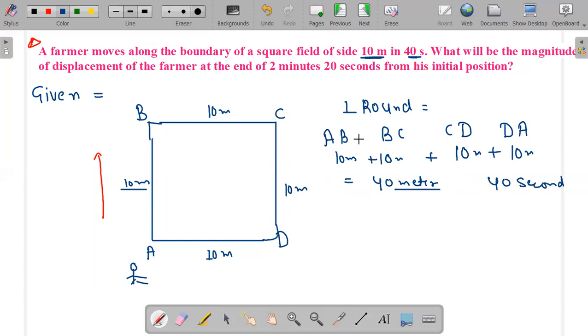When A to B, B to C, and C to D, and D to A, again it returns to A, and this A is known as the origin. So actually it completes one round. This is one round, and one round is of 40 meter, and it completes 40 meter in 40 seconds. It is clear? So it is taking one round, and then it is given to us.